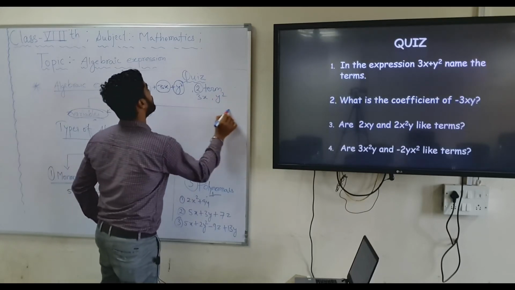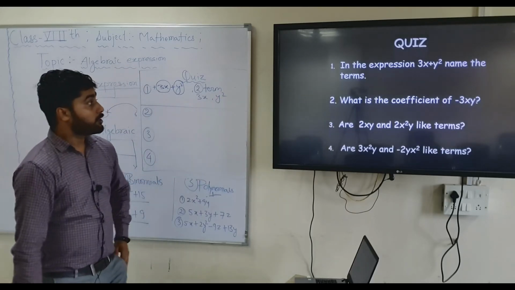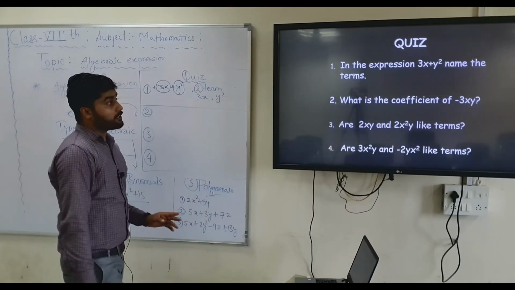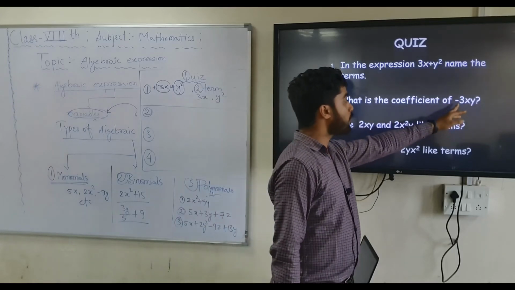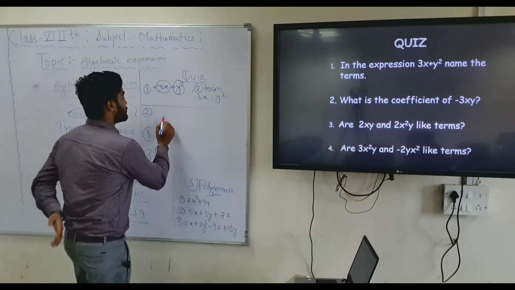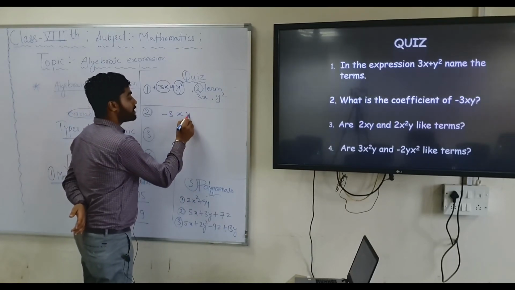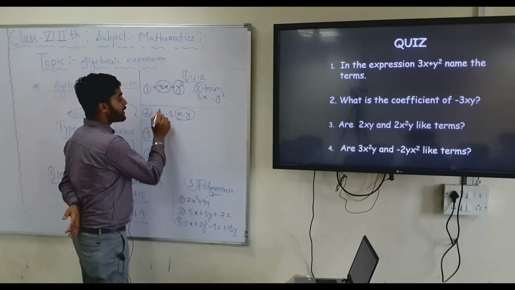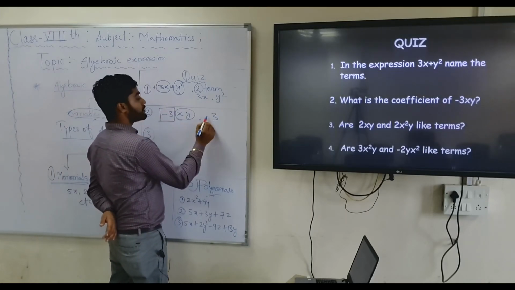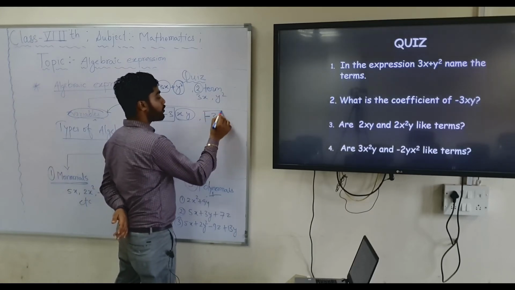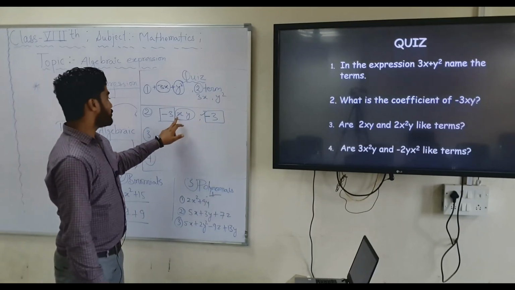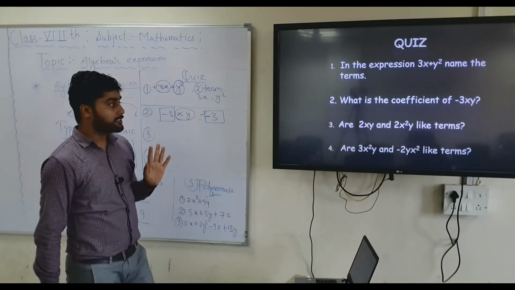Is it clear to all? Now the second question: what is the coefficient of minus 3xy? In minus 3xy you have to observe which one is the constant number with the variable. x and y both are variables, but minus 3 is a constant term, and the sign of 3 is minus. So the coefficient of xy is minus 3.